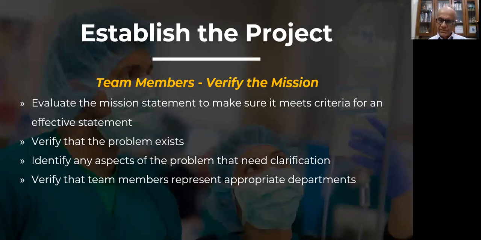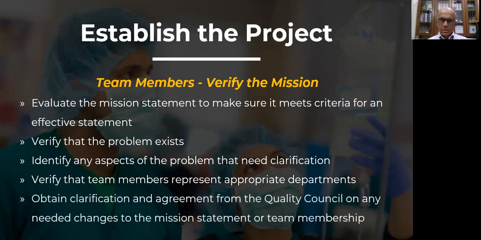Verify that team members represent appropriate departments, and if any has been overlooked, make a recommendation to include one. Obtain clarification and agreement from the council on any tweaks you want to make to the mission statement or team membership. This is the only chance you get to redefine the problem and the objective. Once committed, it's a contract between you and the council.